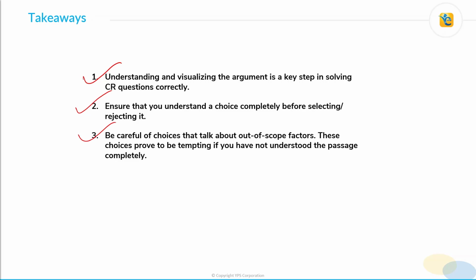Third, be careful of choices that talk about out of scope factors, like choice D did here. If you have not understood the passage properly, then these choices will seem very attractive. You'll end up marking these answer choices, but actually these are out of scope, and you were not able to understand the passage. That is why you got tempted. So with these takeaways, I hope you will be able to apply all of them when you solve any other question. Happy learning.